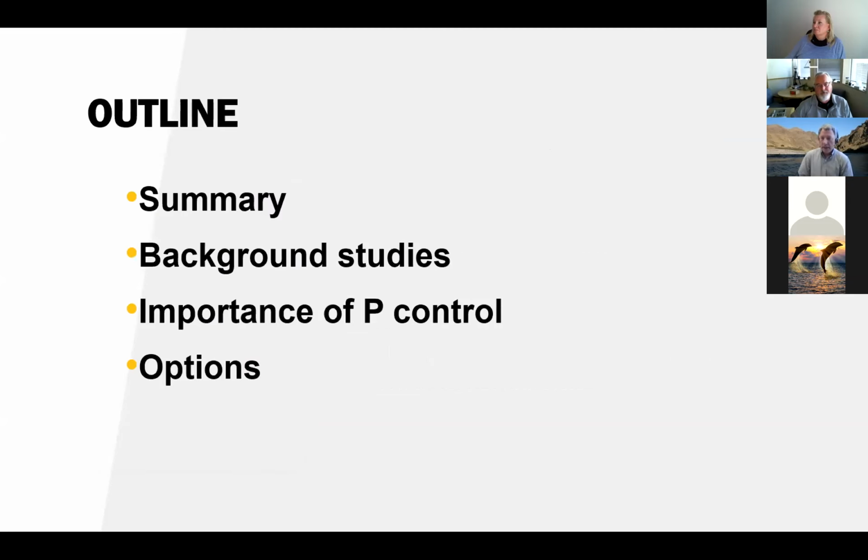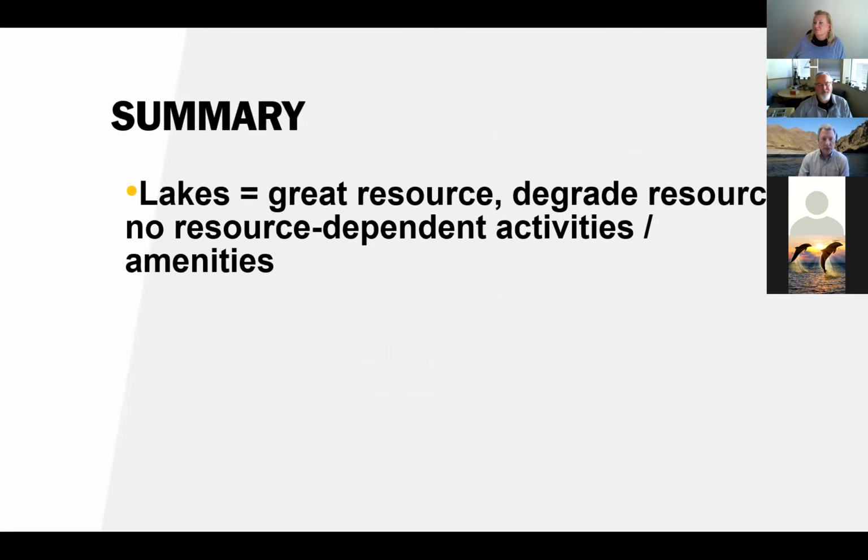So I'll give you a quick outline. I'm going to give you the summary first, and then you can go eat ice cream. Then we'll look a little bit at the background studies that have occurred, stress the importance of controlling phosphate, and then look at some options. So the summary is, we have these lakes. They are wonderful resources. All of you know about these. This is why you're here today. If we degrade those resources, then we lose our resource-dependent activities and the amenities that go along with them. And that's what we're here to try and prevent.